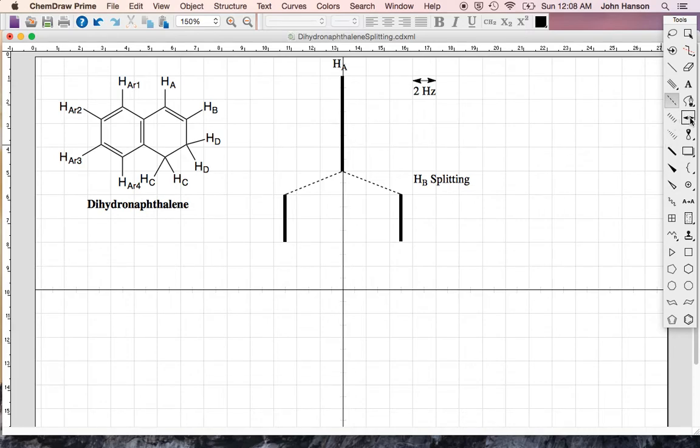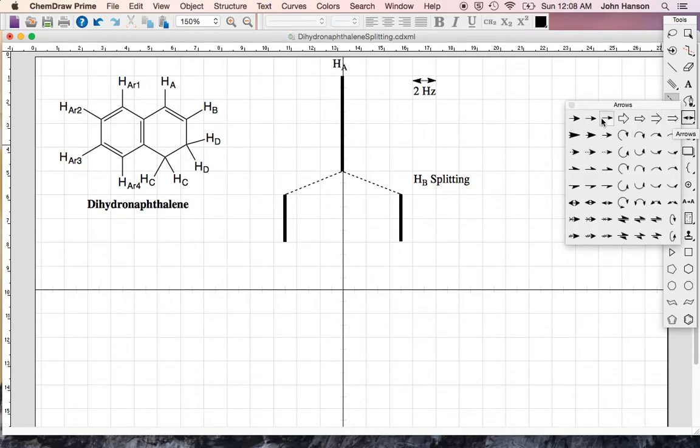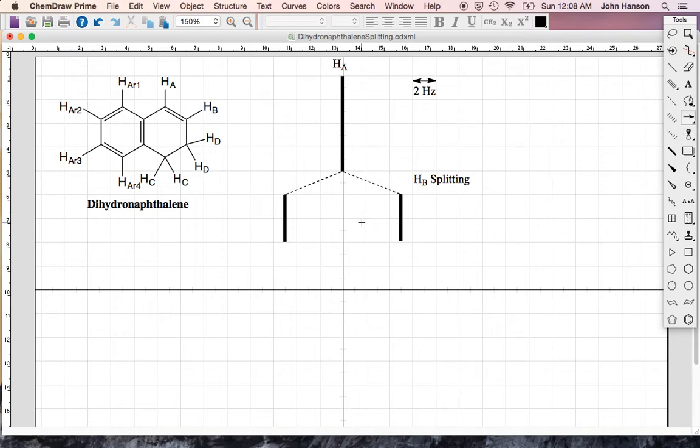I might also indicate that these 2 peaks are 10 hertz apart, so I could just type in here 10 hertz to remind myself, and I could draw a little arrow from one to the other. There, and then that one goes to there. So there's my 10 hertz coupling constant for HB. Okay, so I've taken care of that one, but now I have to do the HDs.